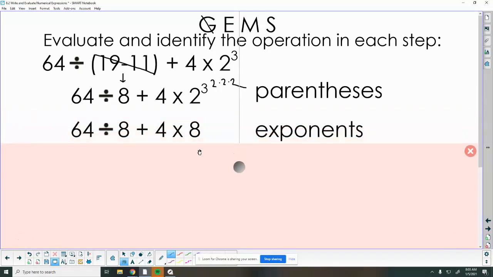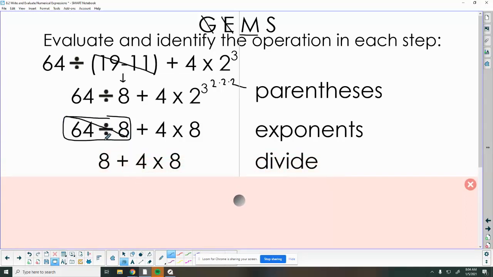So that next step looks like, 2 cubed is 8. So I bring everything else down, and I just did the exponents. So now we have no more exponents. So we're looking for multiply and divide left to right. So coming here is our first one. Go ahead and do that part of the problem and label what did you do. So 64 divided by 8 is 8 plus 4 times 8. And we had to divide.